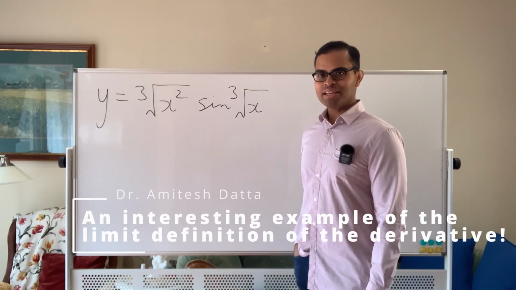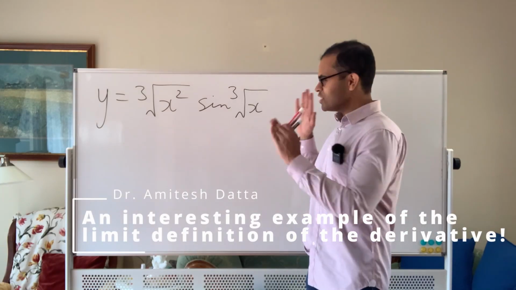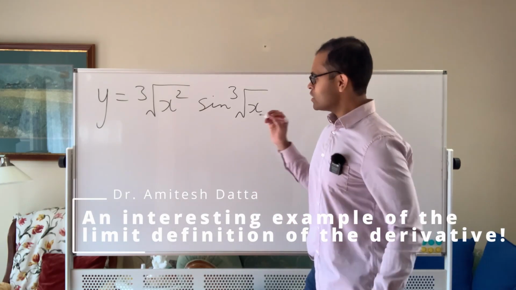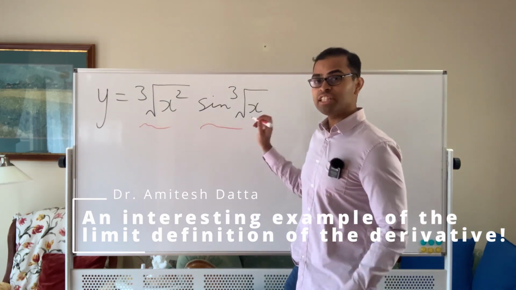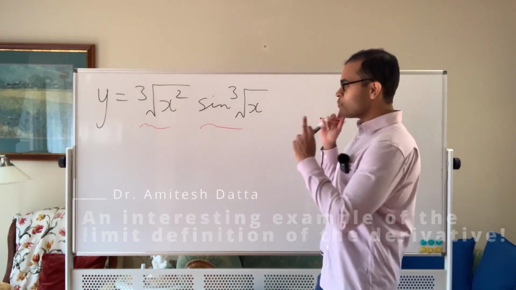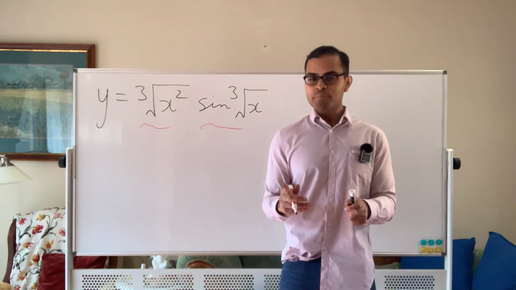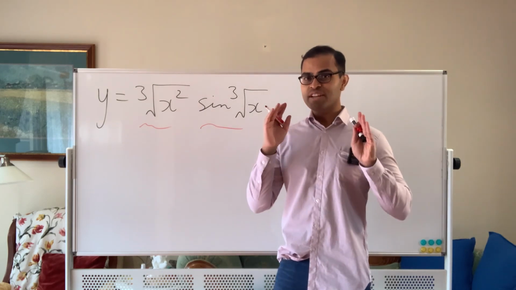Hi everyone, my name is Amitesh, and in this video we're going to talk about a super cool example of a function. It's a product of two functions, each of which is not differentiable at 0, but the product is differentiable at 0. And we're going to prove that with the limit definition of a derivative in 5 minutes.